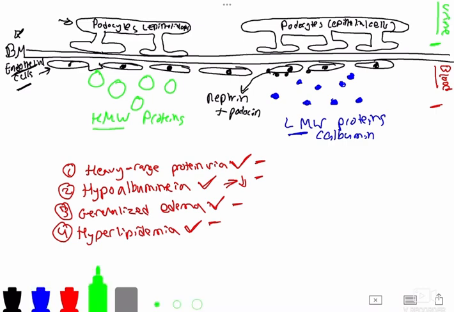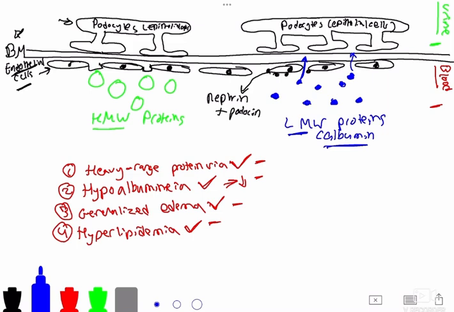Now, how does it stop the high molecular weight proteins? Well, it's simple. The gaps are simply too small for the high molecular weight proteins to pass. But what about the low molecular weight proteins, such as albumin? Well, they're tiny enough to pass through the gaps, so how does the kidney stop them? How does it filter them?